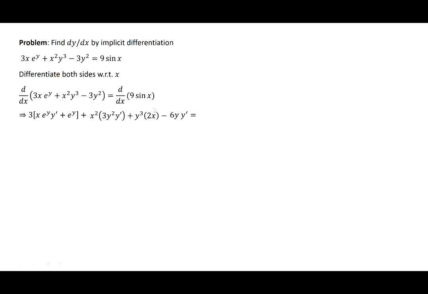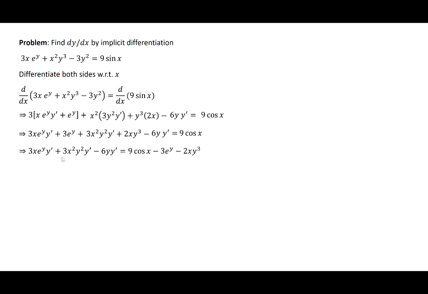On the right hand side, the derivative of sine x is cosine x, so the derivative of 9 sine x would be 9 cosine x. Now what are we supposed to do? Well, there's some distribution that we need to do. Let's go ahead and do the distribution patiently. Distribute the 3 to both the terms and write like this. And then let's collect all the terms that have a y prime in it and the terms that do not have a y prime on the other side.